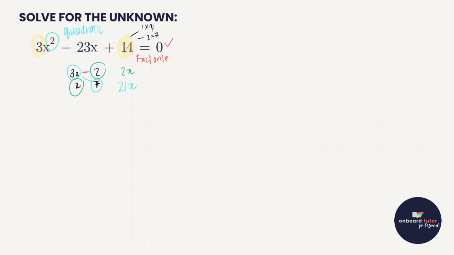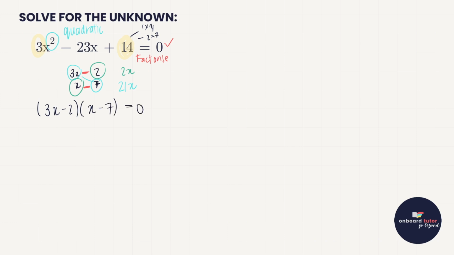But then remember, the signs actually belong here between the factor terms. So these terms here were just a guide for us to see what signs to choose here. Right, so now I can actually just write my two brackets. So the one is 3x minus 2. The other one is x minus 7. And that's equal to 0.